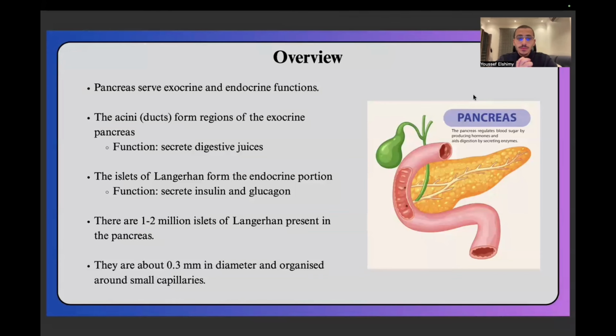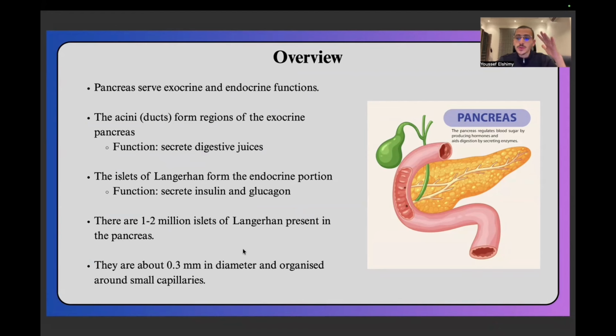Alrighty. So the pancreas has two main functions, exocrine functions as well as endocrine functions. The exocrine is made up of acinae that produce digestive pancreatic juices in order to help with digestion. We don't want to talk about this. What we are focusing on is the endocrine part of the pancreas, which is composed of the islets of Langerhans. And the function of these endocrine portions is to secrete insulin as well as glucagon.